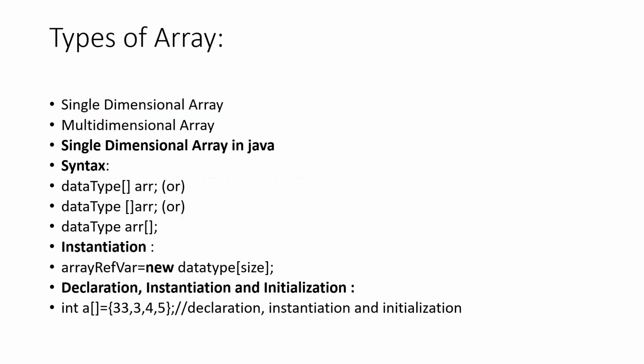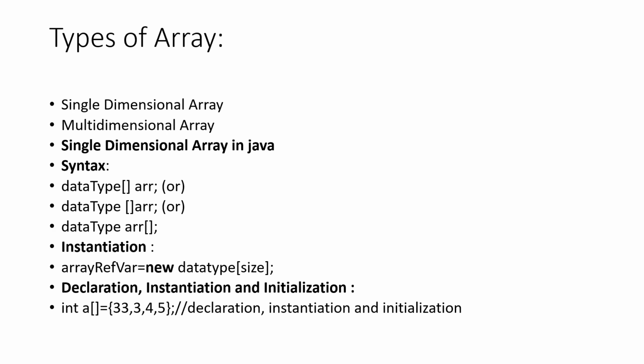Now for a single dimensional array, these are the various ways you can initialize. First you say the data type and square brackets, and then you give the array name. Or you can also give the data type, then the variable name, and then square brackets. To instantiate, you say the array reference variable name, new, the data type and the size of it.